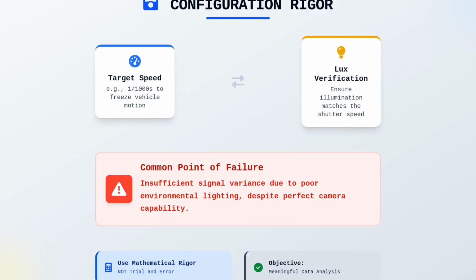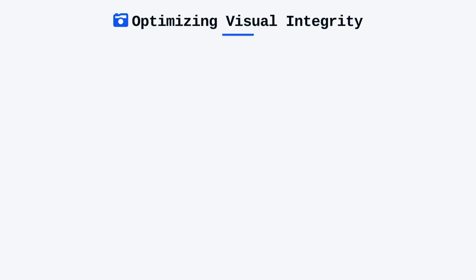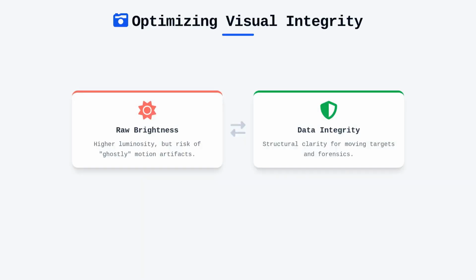This is a common point of failure in system design where the camera is perfectly capable, but the environmental lighting conditions are insufficient to support the high shutter speeds demanded by the installation's security objectives. The trade-off here is ultimately one of data integrity versus signal-to-noise ratios. You are choosing to sacrifice raw brightness for the structural integrity of the moving target.